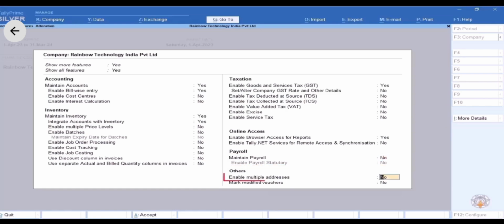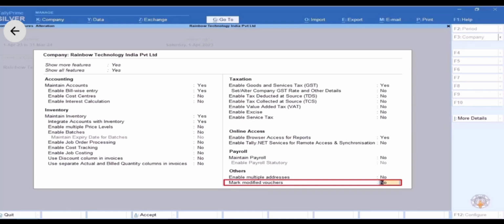Other features, enable multiple addresses. If the business has more than one location, then multiple location addresses of the business can be updated through this feature. For example, location A as primary address and location B as secondary address. Mark modified vouchers. While ensuring compliance through mark modified vouchers in Tally data, a list of modified vouchers can be maintained.